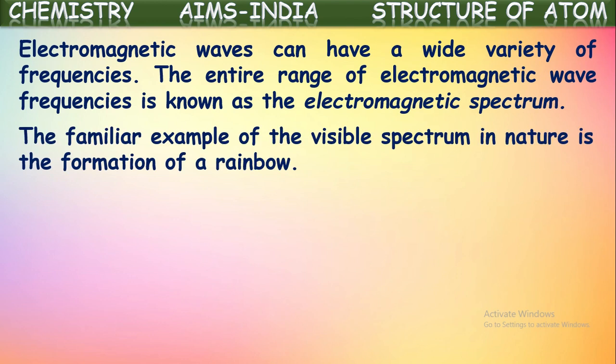The familiar example of the visible spectrum in nature is the formation of a rainbow. In the rainbow, there are 7 colors, each color representing one kind of electromagnetic frequency. Nearly 7 kinds of frequencies are shown there, because 7 colors appear. All these frequencies together are known as the electromagnetic spectrum. So for the electromagnetic spectrum, a fine example is a rainbow.